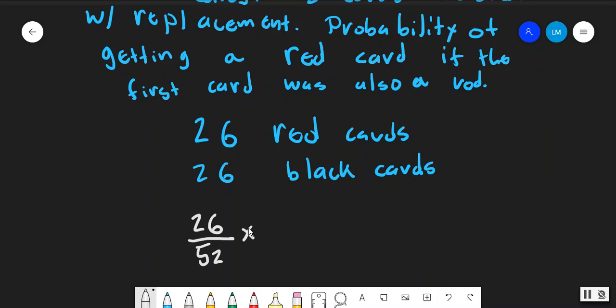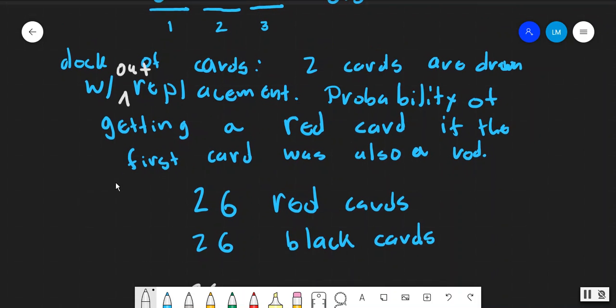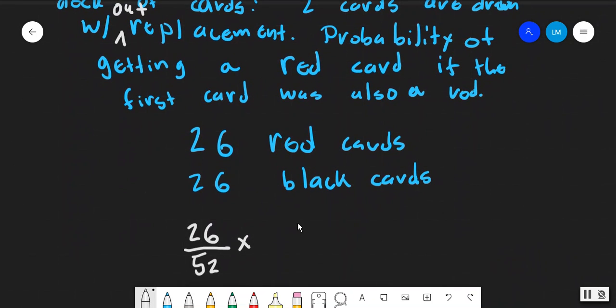Let me say it like this. Actually, let's say without replacement. I'm sorry, so we'll just say without replacement, because if I say with replacement, then I'm not really doing anything new technically. So after we've drawn our red card on the first, the next thing is that there's 25 left, and that's out of 51 cards.